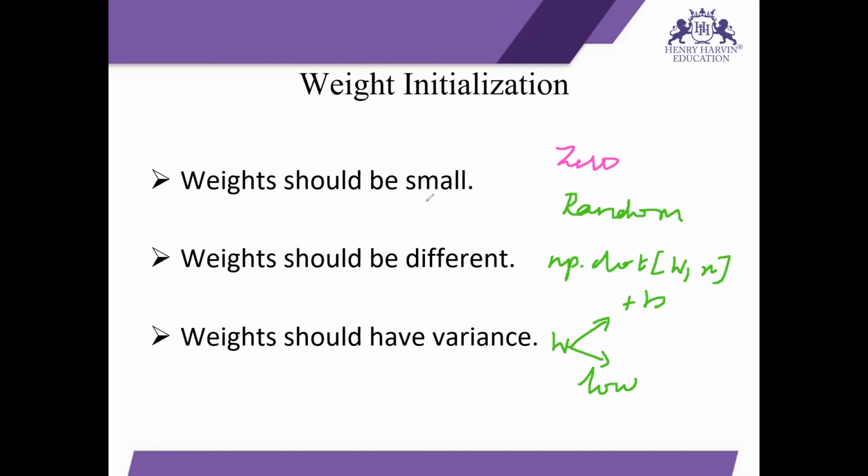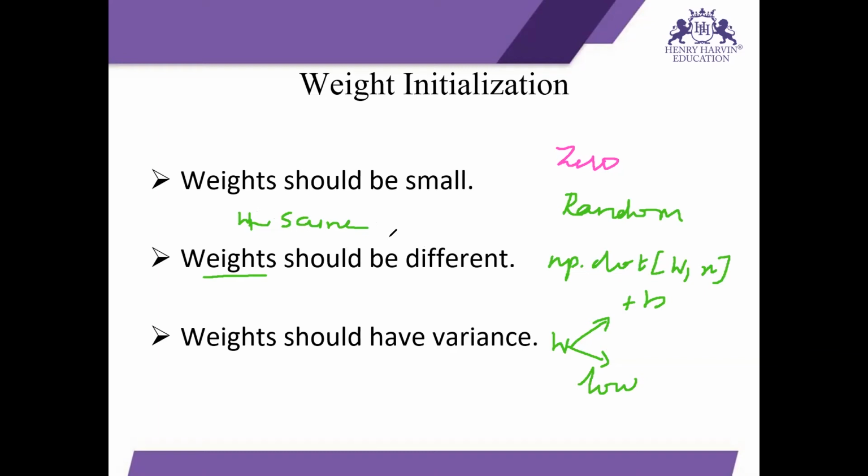Weights must be different. Why do I say that weights should be different? Just imagine that I'm giving the same weights in all cases. If weights are the same, we can expect the same behavior from all the neurons, and the real learning may not happen. That's the reason we always say that weights should be different. The third point to keep in mind is that weights should have variance.